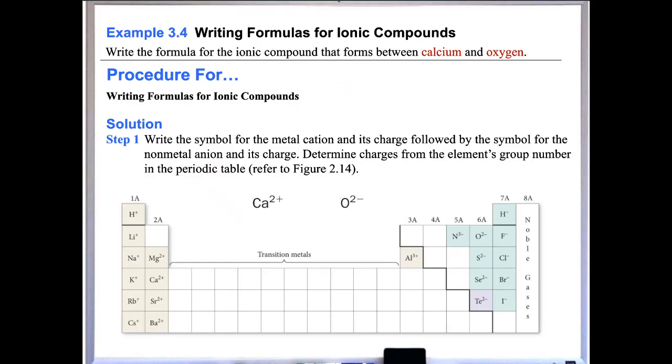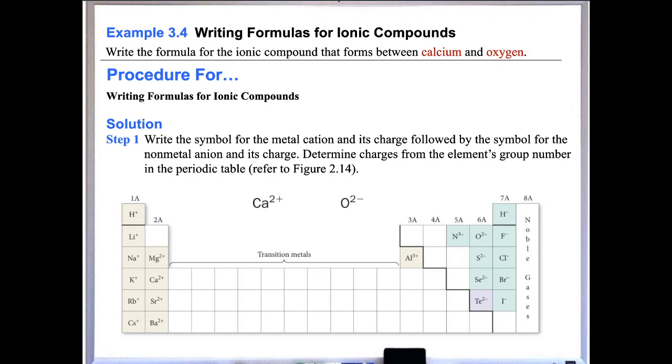Here's a problem for us to try. And I know you don't know how to do this yet, so I'm going to use this problem as an example of how to do it. Let's write the formula for the ionic compound that forms between calcium and oxygen. Let's walk through this one together. All we want to do is write the formula for whatever compound we would think would form from calcium and oxygen.